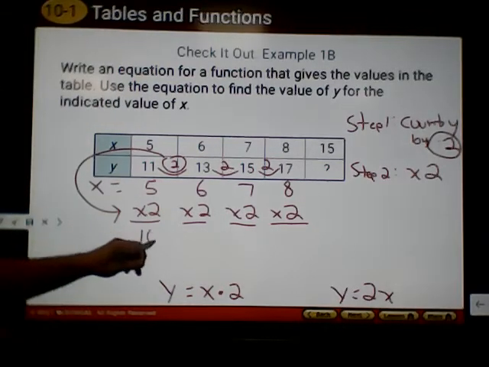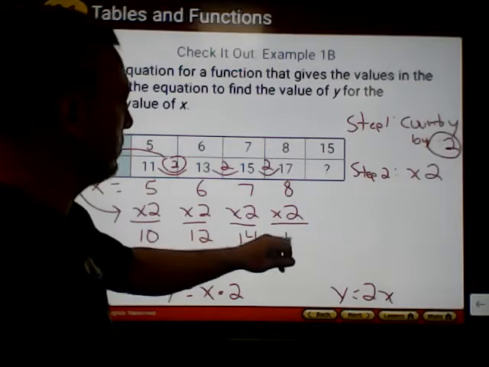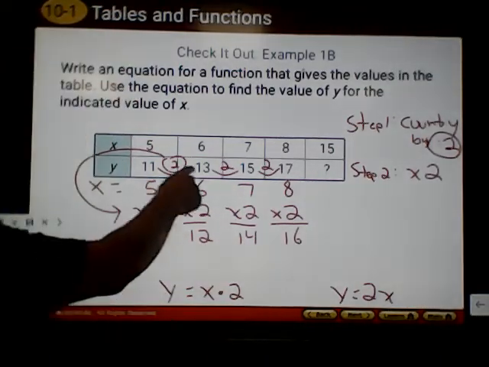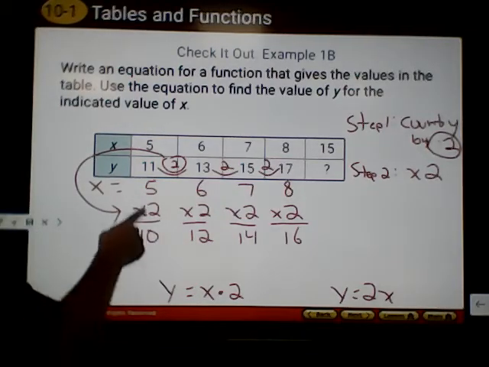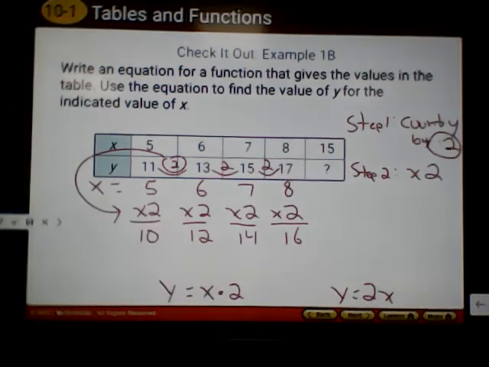So 5 times 2 is 10. 6 times 2 is 12. 7 times 2 is 14. 8 times 2 is 16. If you look, they're all different numbers. 10 is not 11. 12 is not 13. 14 is not 15. And 16 is not 17. So now we have to figure out what's my next step.